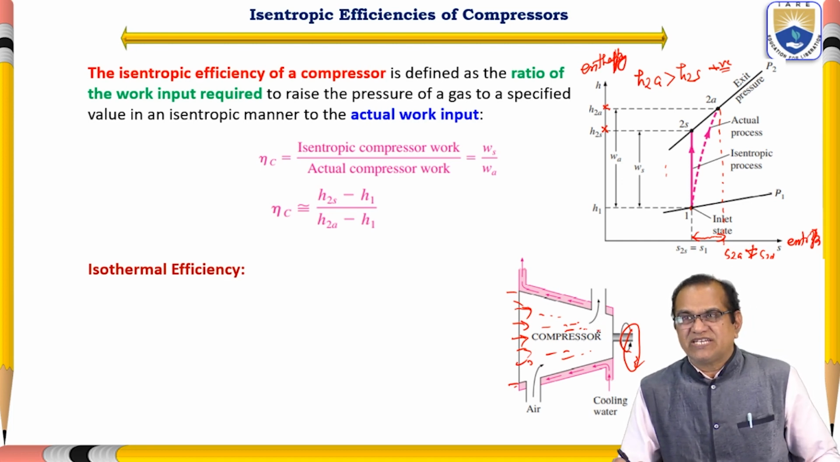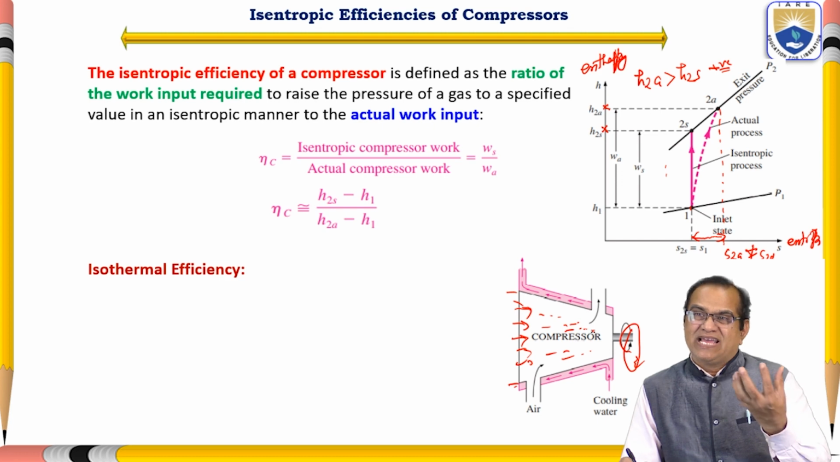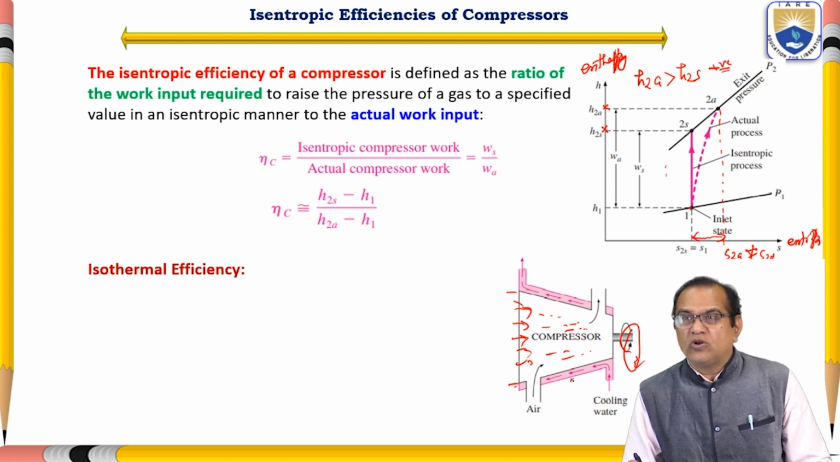As pressure is increasing, the temperature of the gas will also increase. So we cannot tell that this compression is isothermal. To make the compression isothermal, we have to cool this area. We have to put the cooling water around this compressor so that the temperature will be maintained.